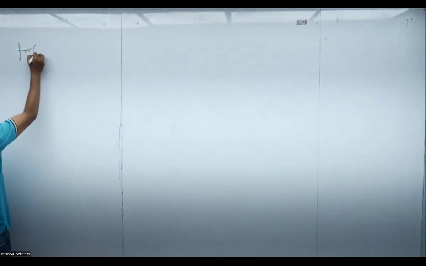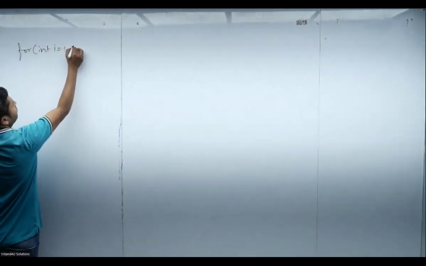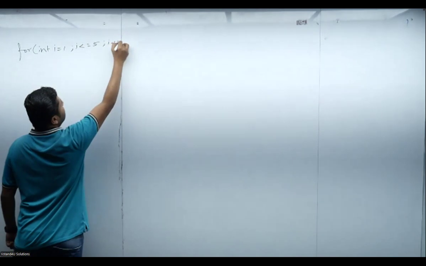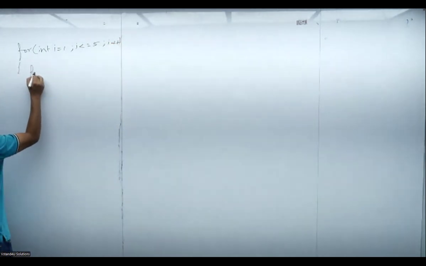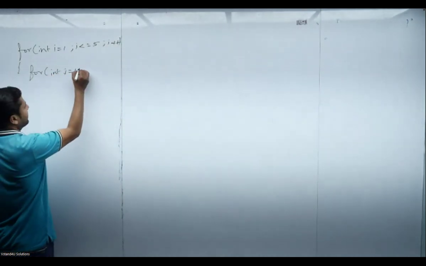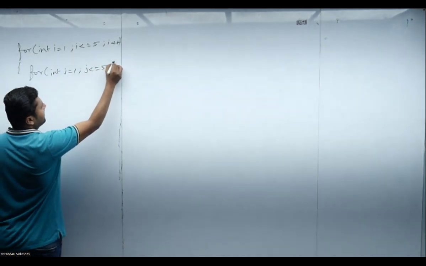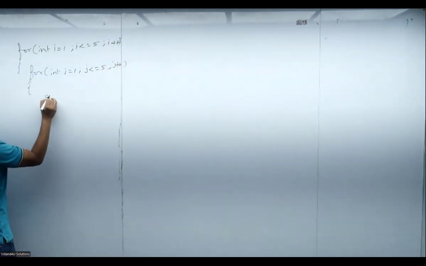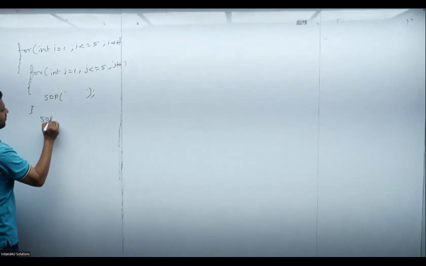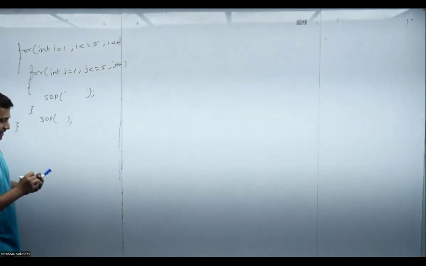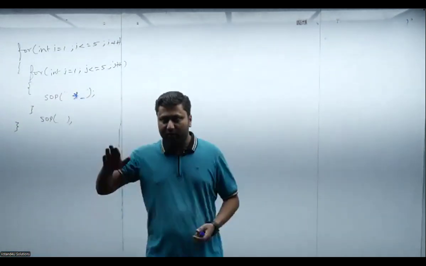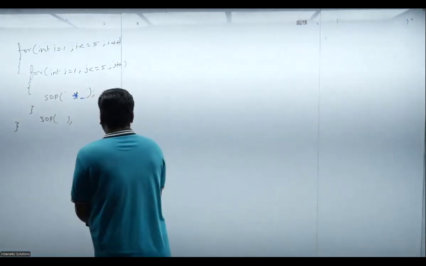Write one outer for loop for I, as one voice. J equal to 1, J is less or equal to 5, J plus plus. Then SOP of, then another SOP. Am I right? Done. I hope this is no big deal for you. 5 rows, 5 columns would have been printed. Agree?